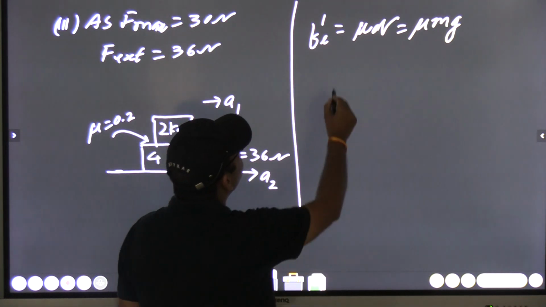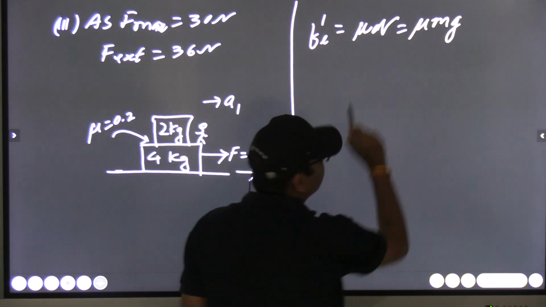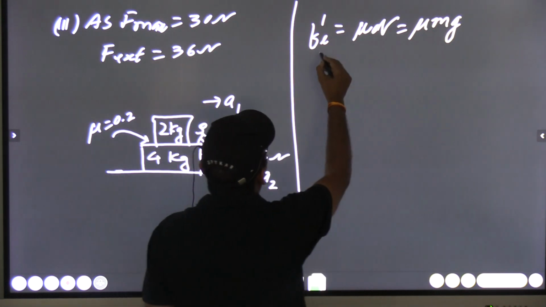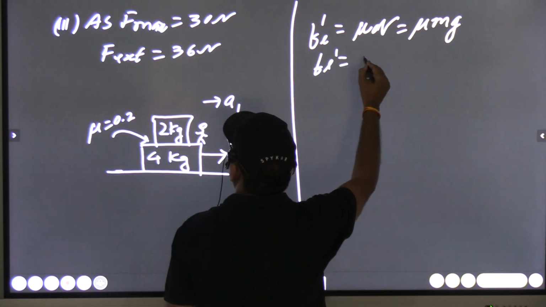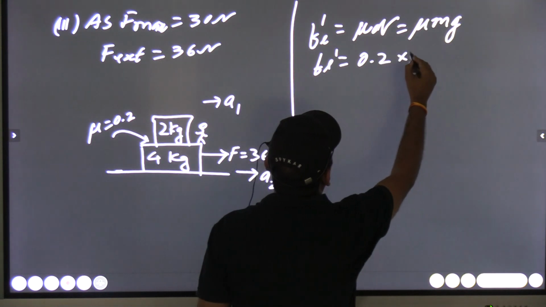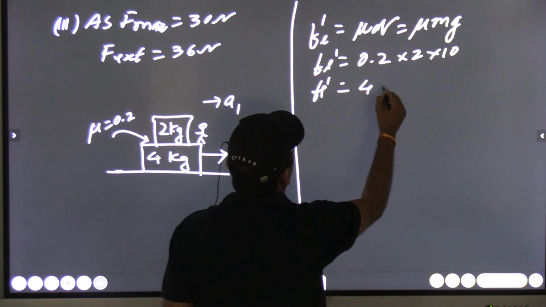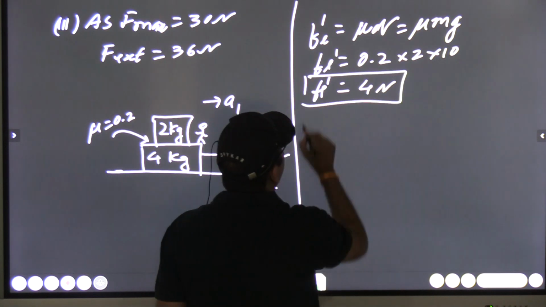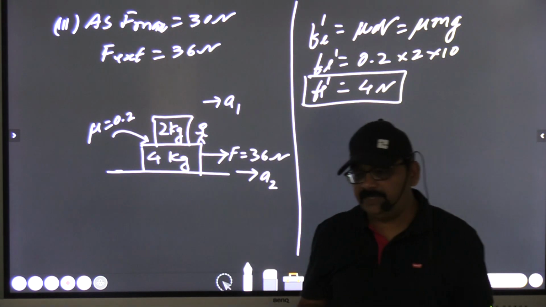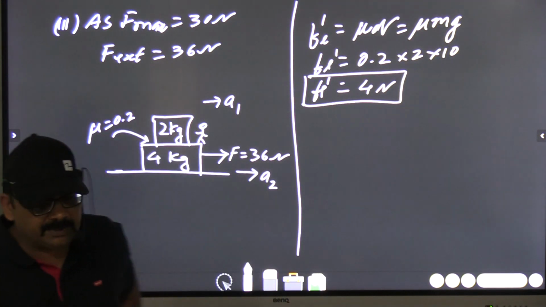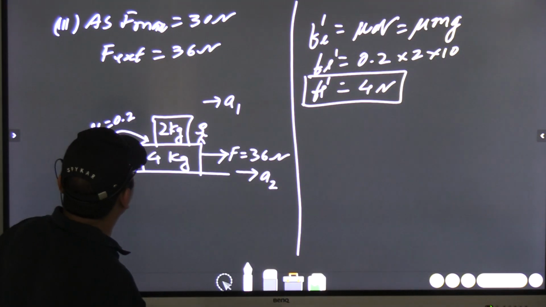So FL is equal to mu times normal reaction, mu mg. The FL dash is equal to 0.2 into mass, which is 2, into 10. FL dash is equal to 4 Newton. This is 4 Newton. The maximum possible value of the friction between the upper body and lower body is 4 Newton.